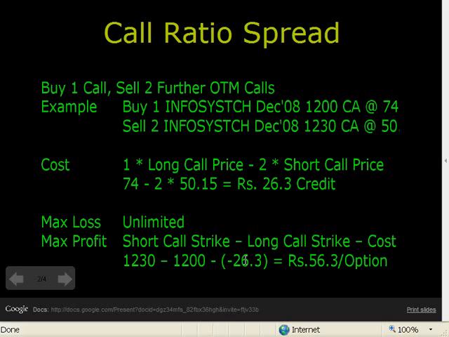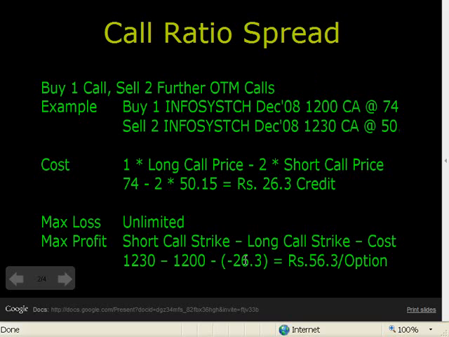For example, buy one Infosys December 2008 1200 call at 74 rupees and sell two Infosys December 2008 1230 calls each at 50 rupees. So the 1230 strike is 30 rupees out of the money compared to the 1200 call. The cost of establishing this position in this case is that we actually receive a credit of 26.3 rupees. The maximum loss is unlimited and the maximum profit is short call strike minus long call strike minus the cost incurred in establishing the position.